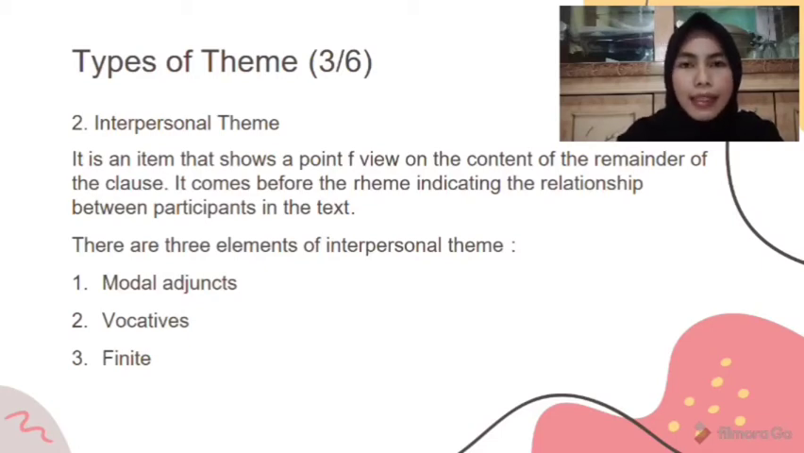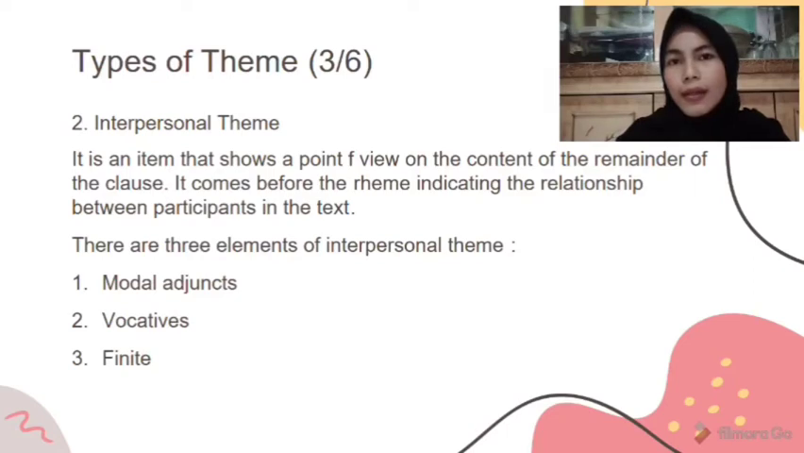And it has three elements, namely modal adjuncts, vocatives, and finite or WH questions. Interpersonal elements occurring before the topical theme are also thematic. So let's discuss one by one. The first is modal adjunct, like the words maybe, usually, and perhaps. For example, perhaps we can wait until next week. Perhaps is modal adjunct, we is topical theme, and can wait until next week is Rheme.